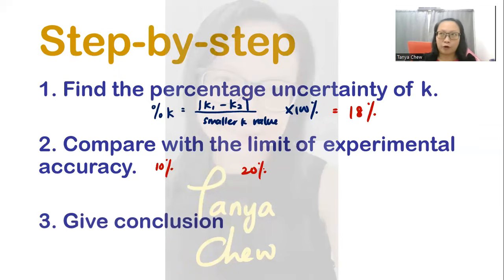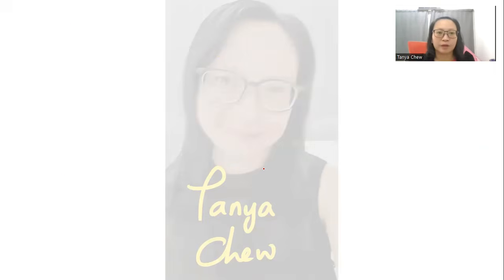So for this kind of question, there is no right or wrong answer. It depends on your conclusion and it depends on the limit of experimental accuracy that you have set. If it is within the limit of experimental accuracy, then you should support the relationship. If it is out of the limit of experimental accuracy, then you do not support the relationship. So it all depends on you.